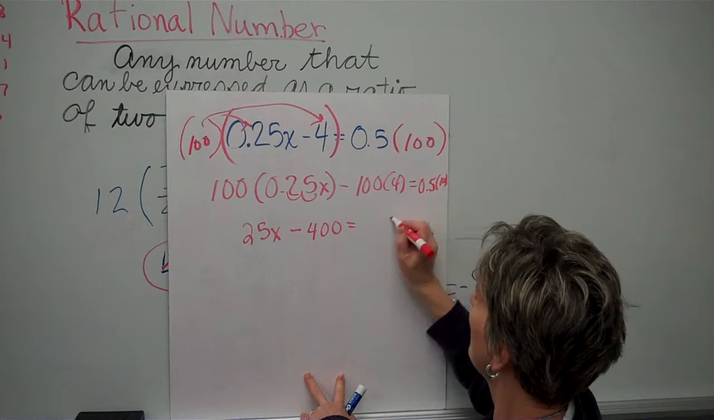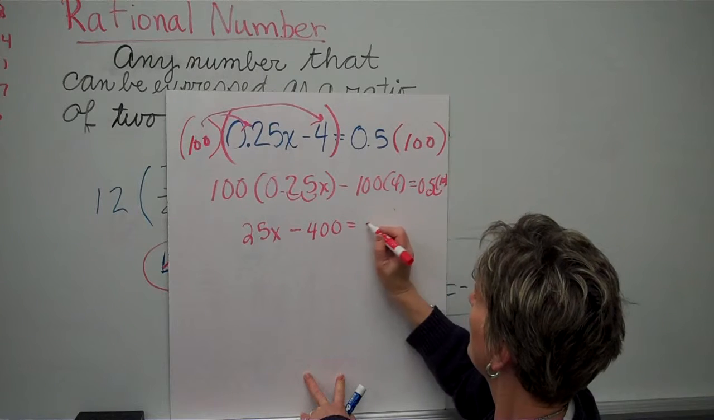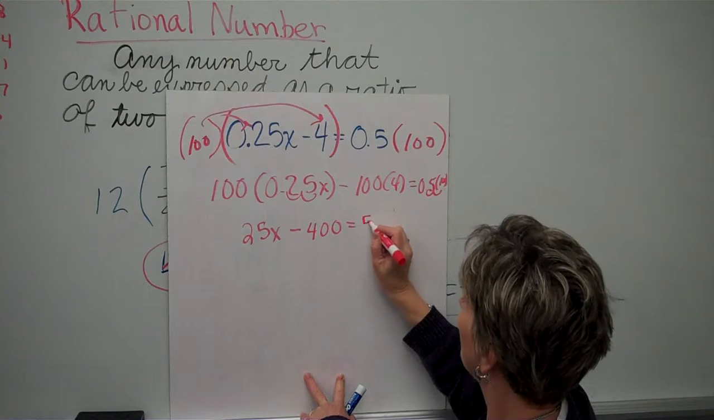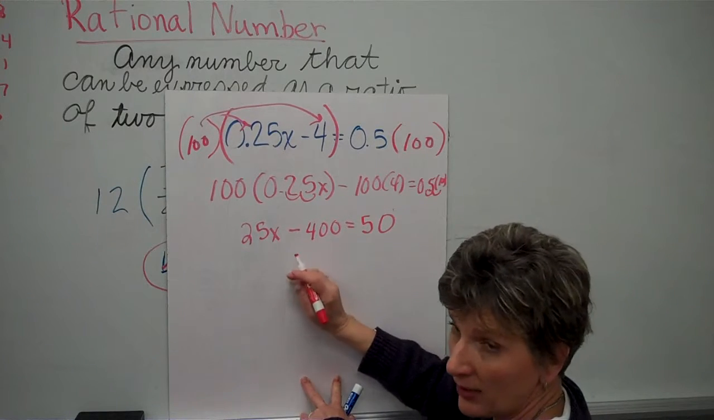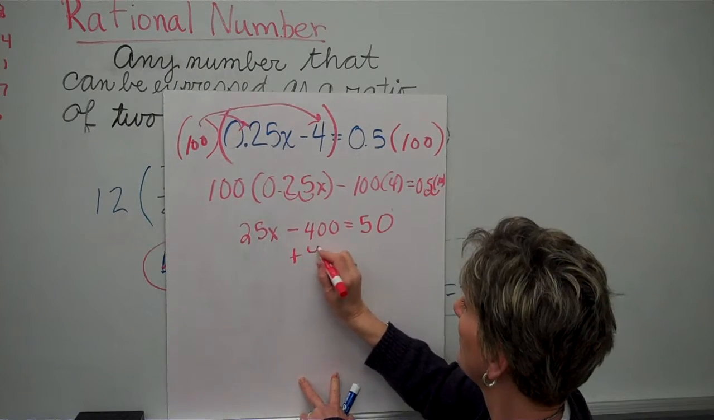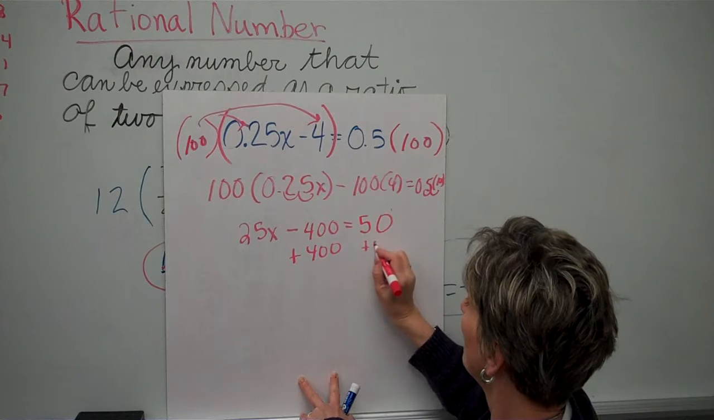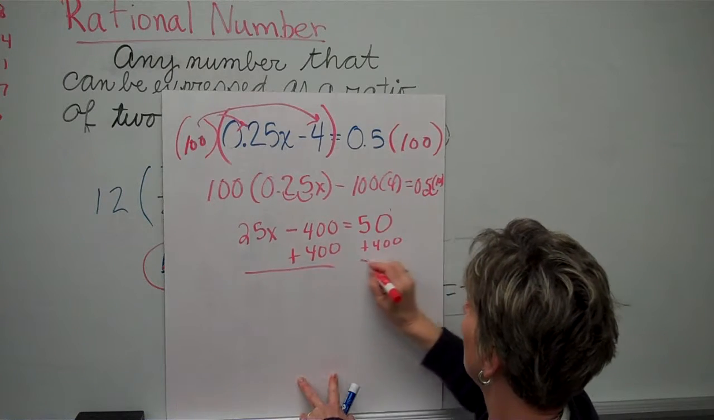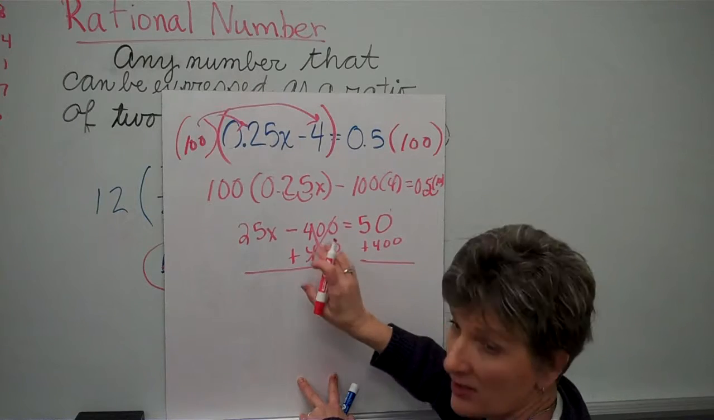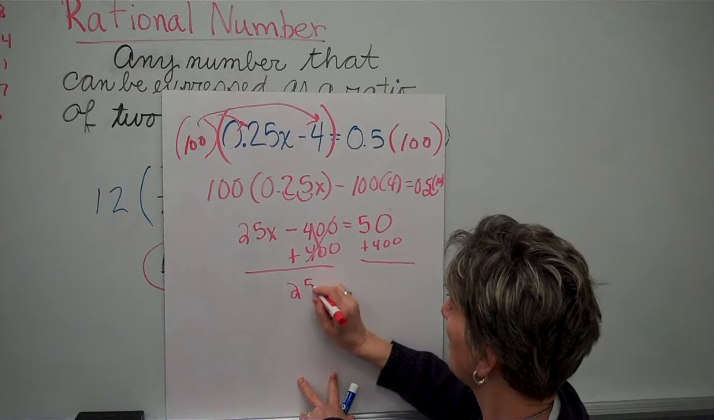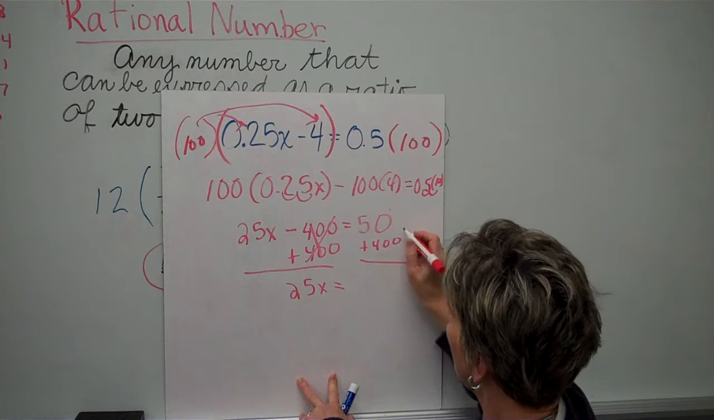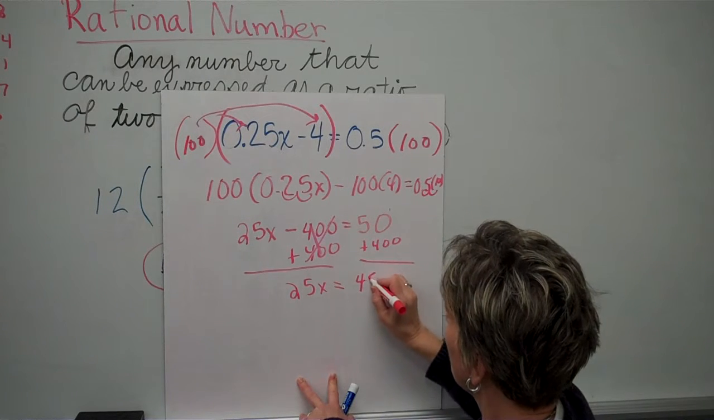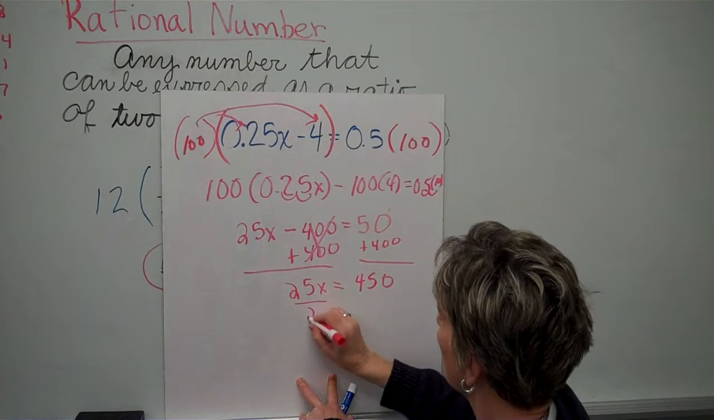When I move my decimal point 2 spots for the 0.5, I get 50. Now I'm going to add 400. I have to undo my subtraction. All right, that leaves me with, these are opposites, they go away, that leaves me with 25x equals, I didn't line that up very well, 50 plus 400 is 450. I divide by 25.